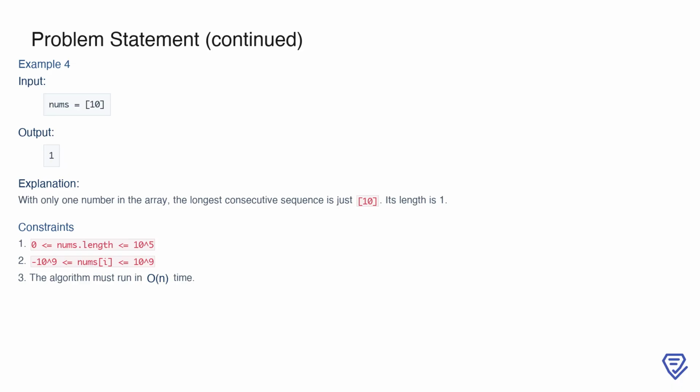The algorithm must also account for constraints like the size of the array, which can range from 0 to 100,000 elements, and the value of each number, which can be as large as 1 billion in magnitude. The efficiency requirement of O(n) time complexity ensures that the solution will scale well for large arrays.